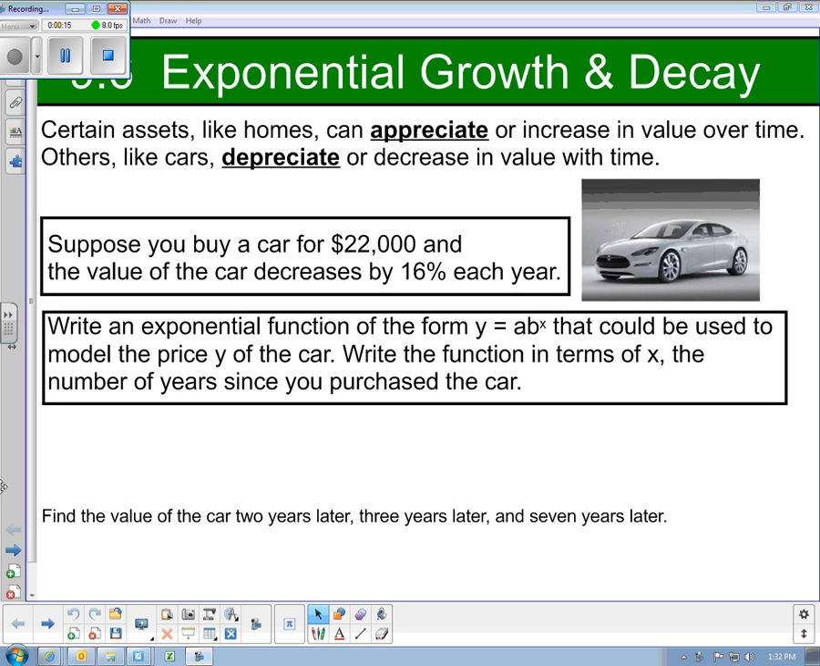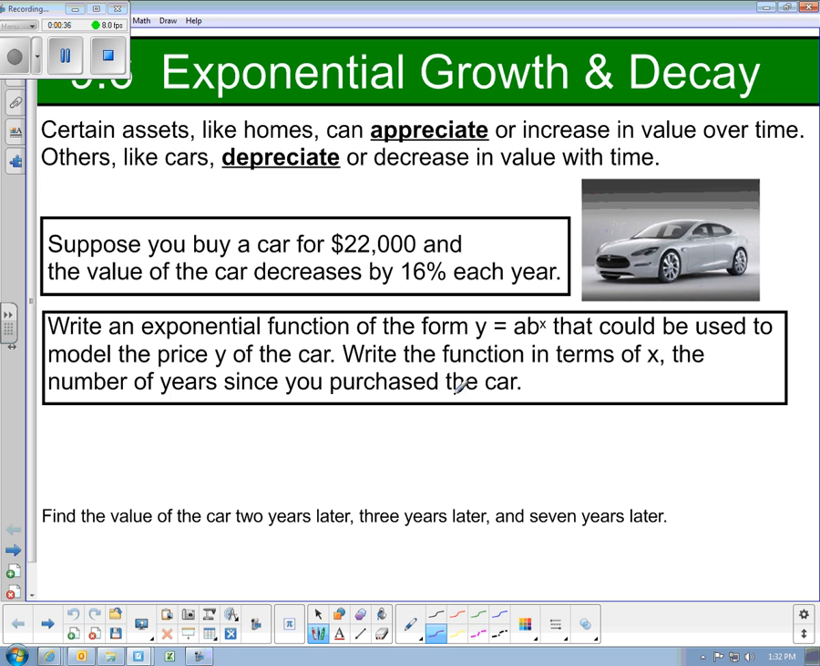We're talking today about section 9.6, which is on exponential growth and decay. Up at the top, our first example says certain assets like homes can appreciate, or increase in value over time. Others like cars depreciate, or decrease in value with time. The first example says, suppose you buy a car for $22,000 and the value of the car decreases 16% each year. Write an exponential function in the form of y equals a times b to the x.